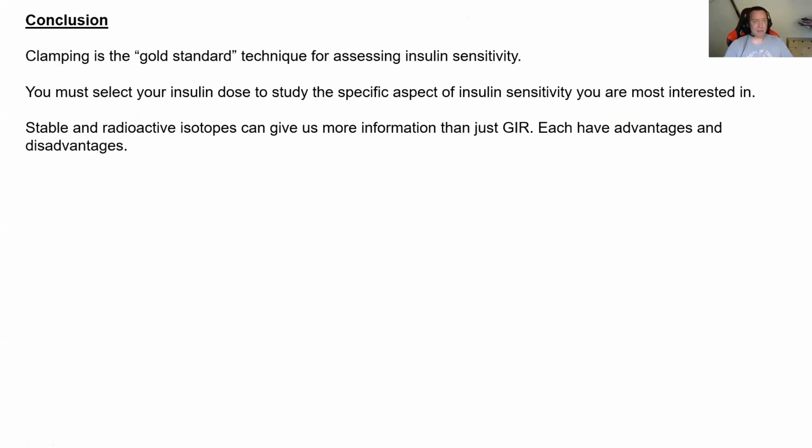Okay, so in conclusion, clamping is the gold standard technique for assessing insulin sensitivity. You need to select your insulin dose to study the specific aspect of insulin sensitivity you're most interested in. Are you most interested in adipose tissue and liver or muscle? And stable and radioactive isotopes can give us more information than just glucose infusion rate, and each has advantages and disadvantages. All right, so we've got about 5 slides left. I'm just going to quickly go through these just to show them.